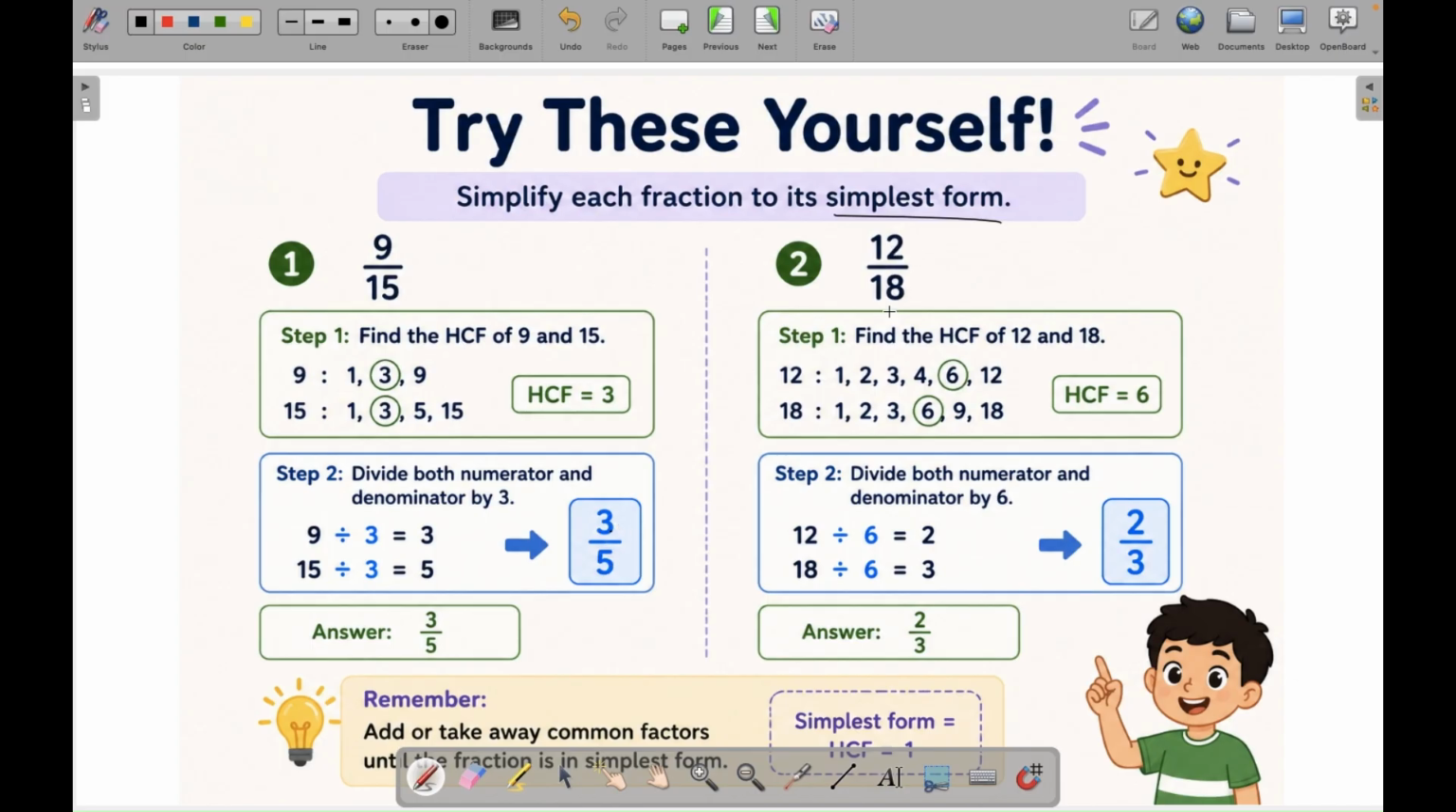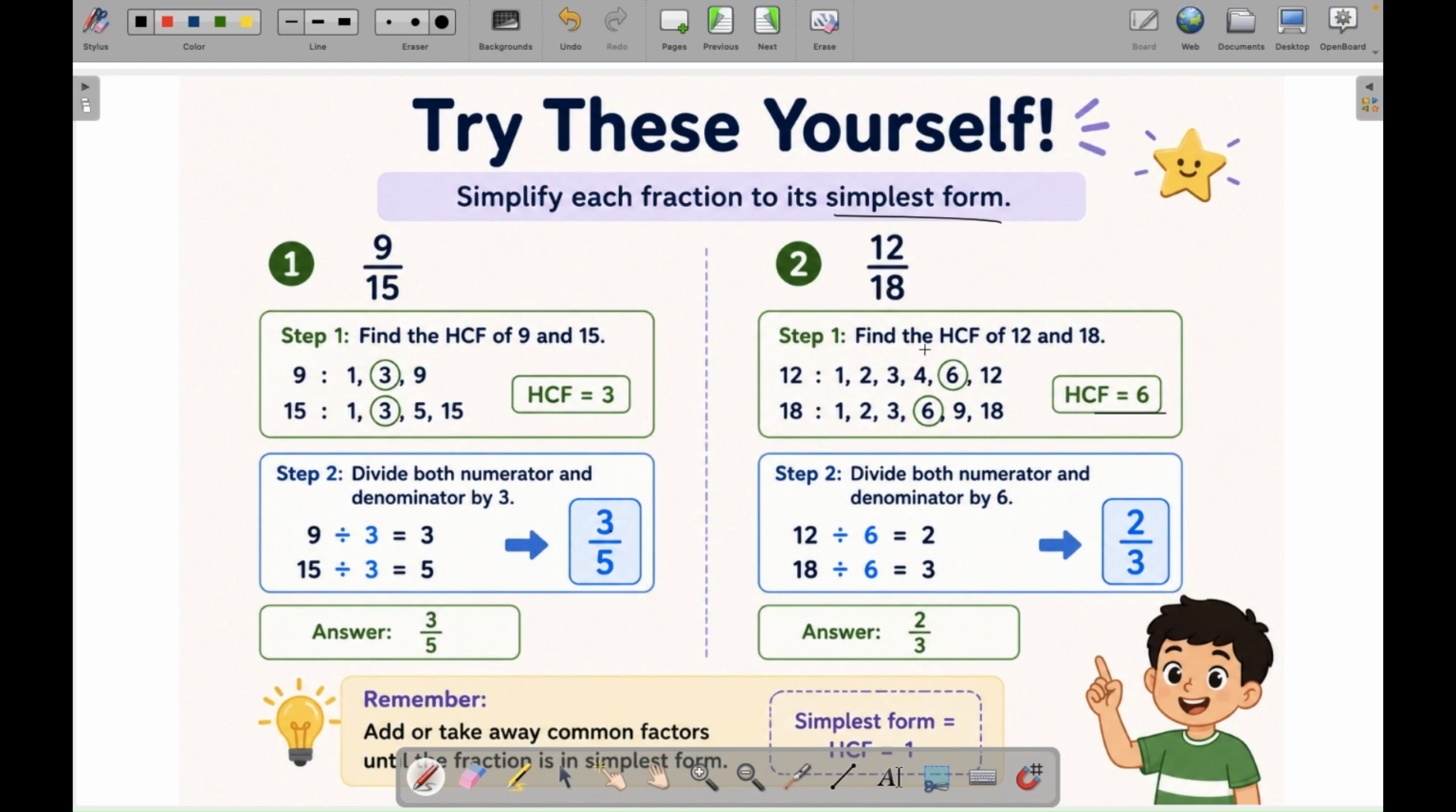Similarly, if I have 12 upon 18, right? Again, there is something in common because both of them are even numbers. So first thing is 2 must be common. We can check by calculating the HCF if there is something else common. So we'll find the HCF of 12 and 18 first. 12, factors are 1, 2, 3, 4, 6, 12, which we can find by the listing method. 18 is 1, 2, 3, 6, 9, 18. So out of this, what is the highest common factor? It is 6. Right, so HCF is 6.